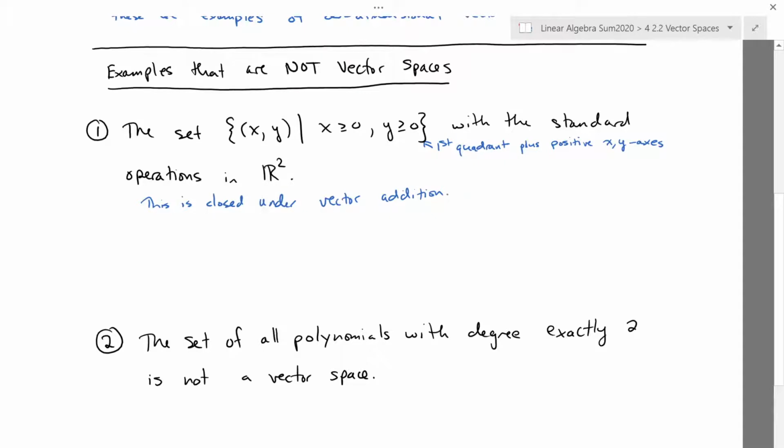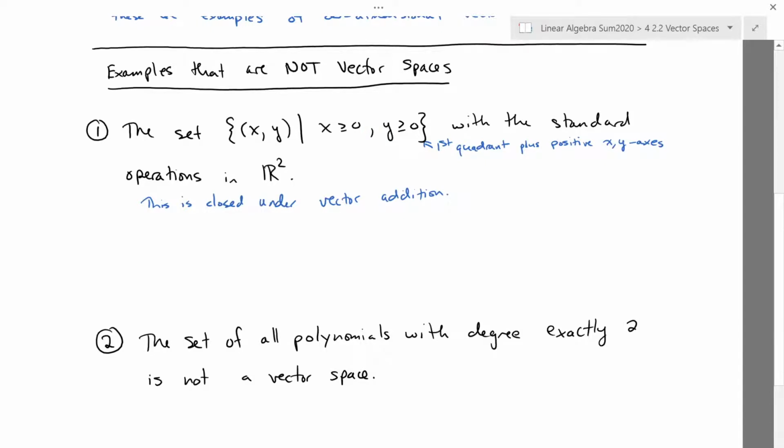But what about scalar multiplication? In terms of scalar multiplication, the scalar you use can be any real number. So you can see that this set is not going to be closed under scalar multiplication, because if I take a negative scalar, a negative times a positive is going to give me a negative number, which will no longer satisfy this condition.